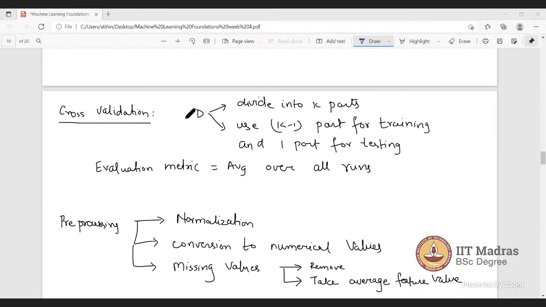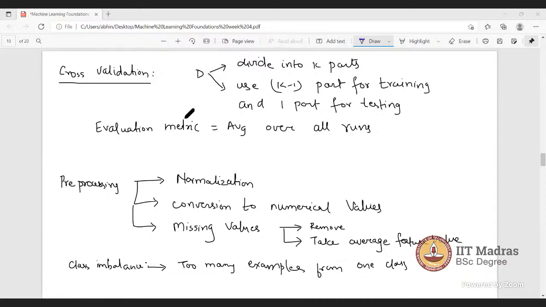So the next step which was covered in week 1 was cross-validation. What basically we do in cross-validation is we divide the whole set into k parts. Then out of those k parts, we use k minus one parts for training and the remaining one part for testing. Then the evaluation metric that we are using, it may be accuracy, we average over all the k partitions. So this is what we do in cross-validation.